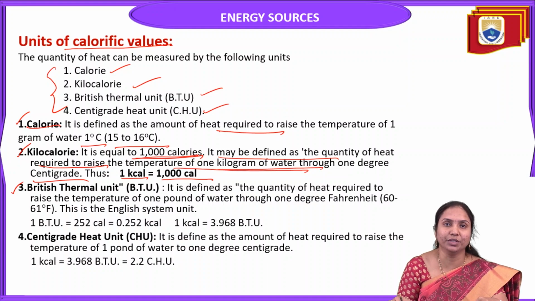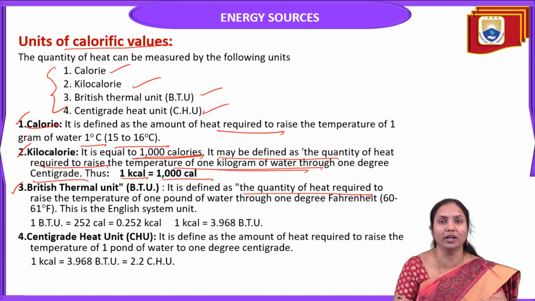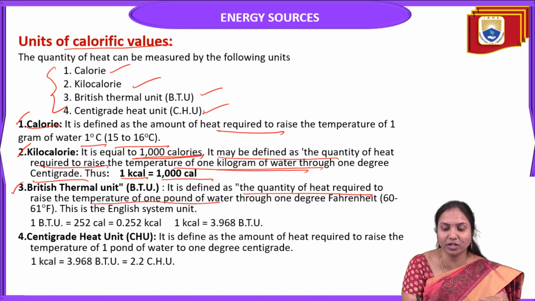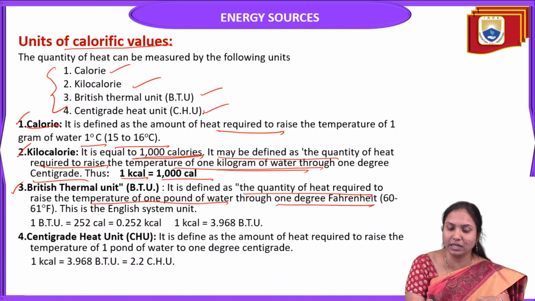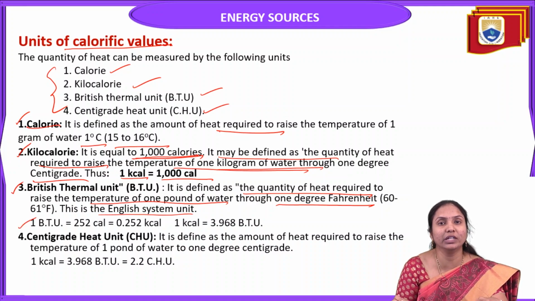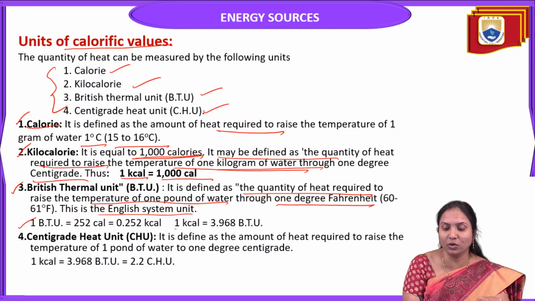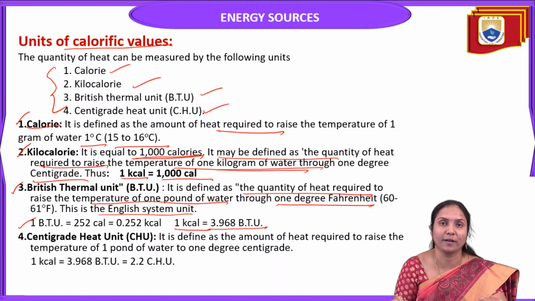British thermal unit. It is defined as the quantity of heat required to raise the temperature of 1 pound of water through 1 degree Fahrenheit. This is the English system unit. So here 1 British thermal unit is equal to 252 calories. That means 1 kilocalorie equals 3.968 British thermal units.